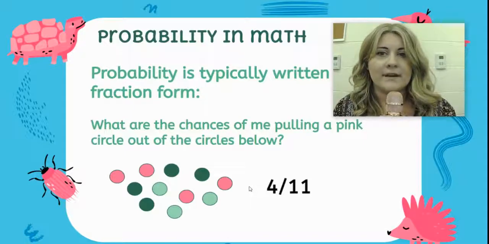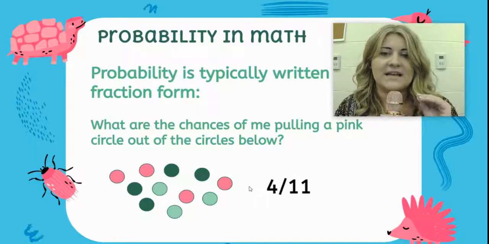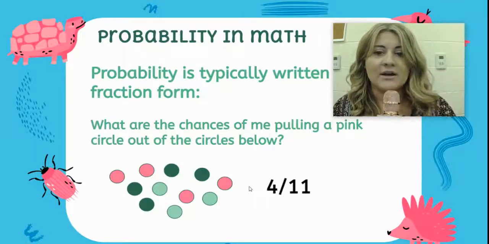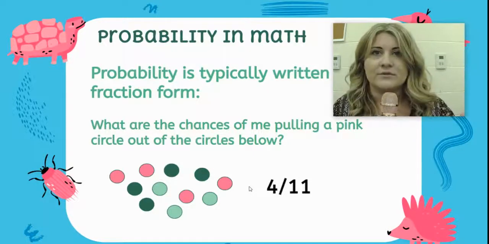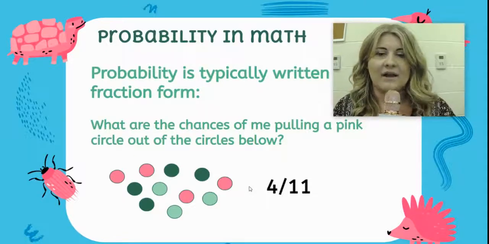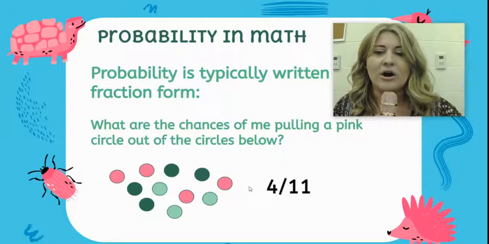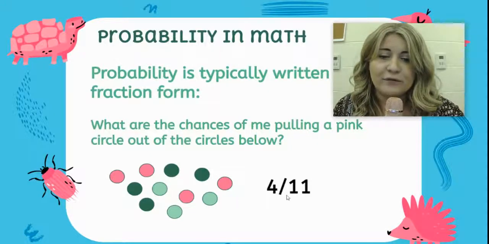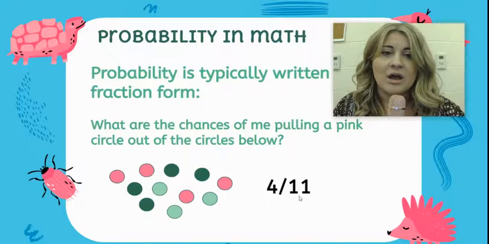So with probability, your top number is going to be whatever thing you're focusing on in the question. So this said pink circles. So I counted the pink circles. There were 4 of them. The bottom number is the total. So all of the circles combined, or all of the shapes, or whatever you are comparing. So it's all of them combined. There are 11 here combined, including the pink ones. So 4 out of 11 of them are pink.